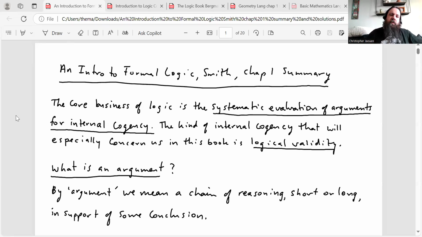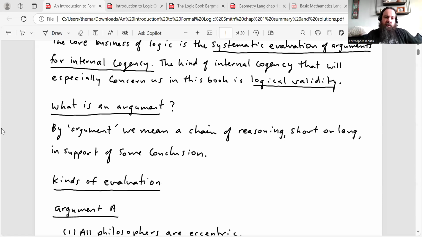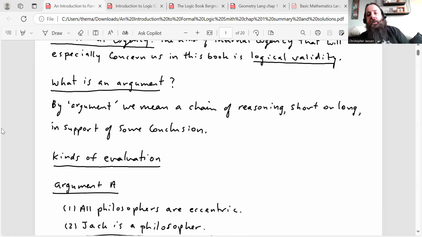We start with talking about what logic is the study of. So the core business of logic is the systematic evaluation of arguments for internal cogency, and we'll explain what that means more in depth later on. The kind of internal cogency that will especially concern us in this book will be logical validity. Next, we talk about what is an argument. By argument, we mean a chain of reasoning, short or long, in support of some conclusion, as opposed to, stop hitting me, that type of argument.